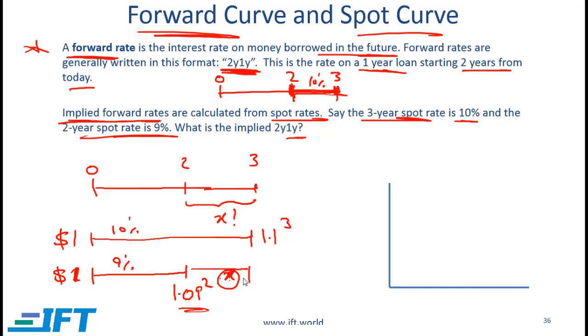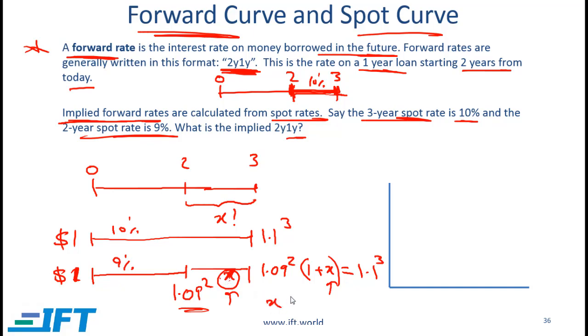So what you can say is the following: 1.09 squared times (1 plus x) equals 1.1 cubed. So this is saying that you invested x, or this percent, and you will get 1.1 cubed. In other words, whether you lock in your money for 3 years or you lock in your money for 2 years, get 1.09 squared, and reinvest at this x%, you should get the same amount.